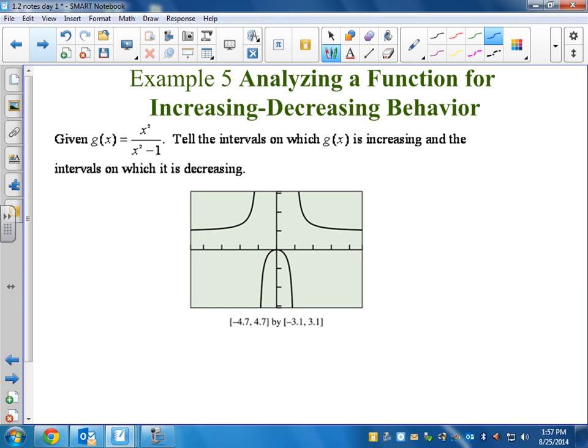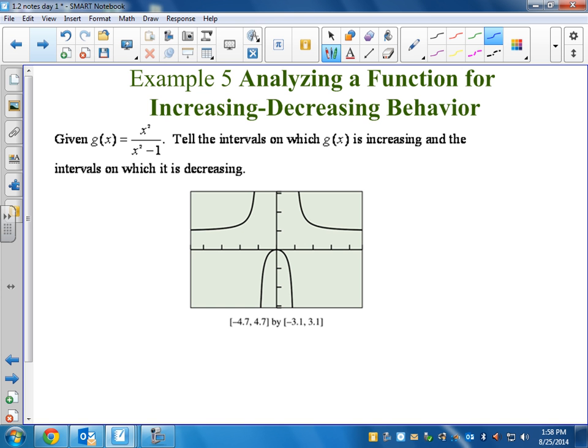It says given x squared over x squared minus 1, tell the intervals on which g of x is increasing and the intervals on which it's decreasing. When we're talking about increasing, decreasing, and constant, I'm talking about the x values, first of all. But what makes this more complicated than the pictures I gave you before is there's asymptotes, right? When you're giving me increasing values and decreasing values, you can't include asymptotes because those are not included in the domain. So you have to skip over those.